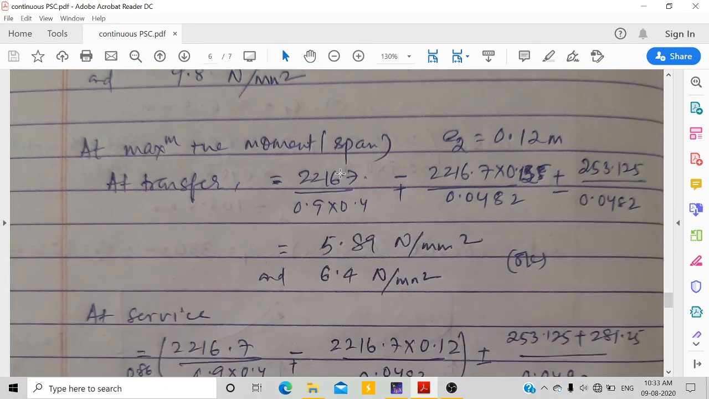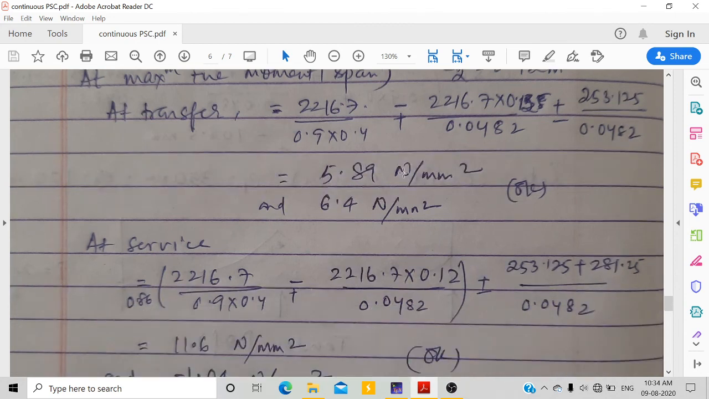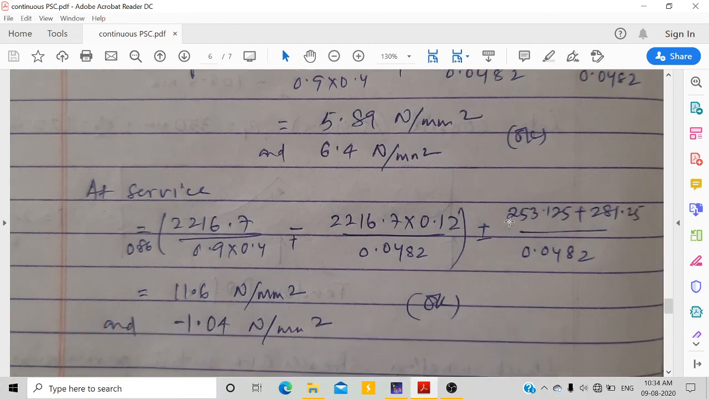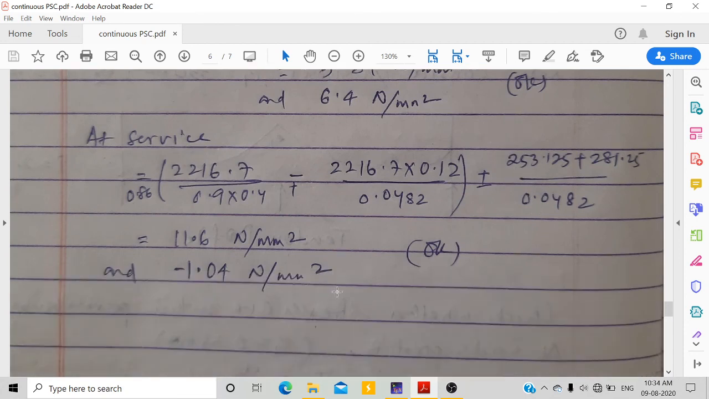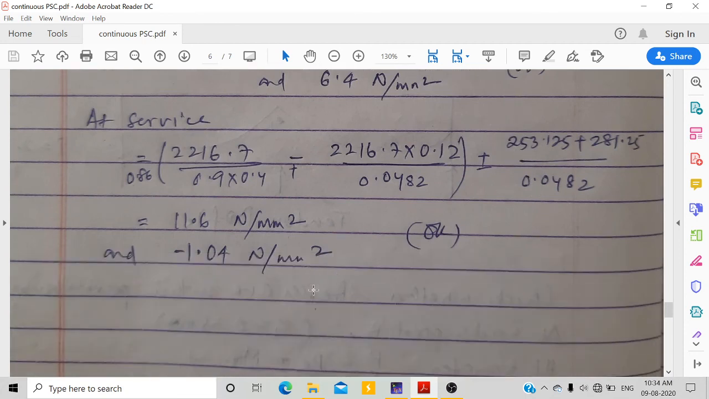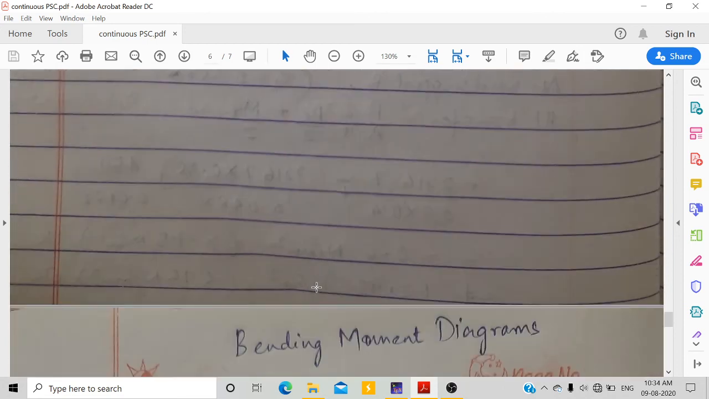Similarly, at mid span, or the positive moment, here the eccentricity value is changing to 120 mm. So same P by A minus plus PE by Z plus minus moment. So here moment and E value are changing. The moment at the mid span, the maximum moment is there, that M by Z. So again we are calculating, and this is all okay. At service level also we have calculated. So that means our design is okay because the stresses are within the permissible limit.